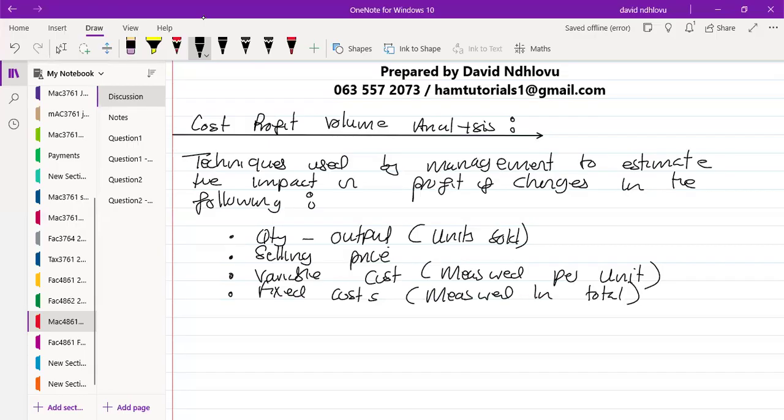So cost profit volume analysis basically analyzes these four items that we've listed. Using our analysis of the behaviors of these four items, we are then able to predict the impact or the amount of profit that a company can get if there are changes in any of these variables.